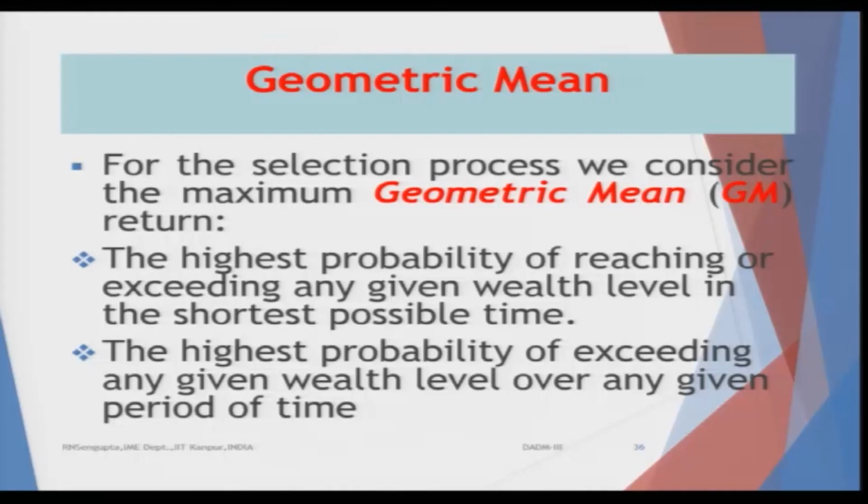So, basically the geometric mean would give you this information such that you take the highest probability and utilize it to find out when the given wealth level would be achieved in the shortest possible time, and the highest probability of exceeding any given wealth level over any given period of time would basically be given by the geometric mean.